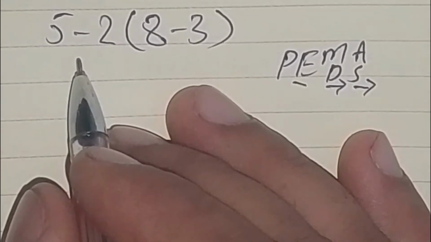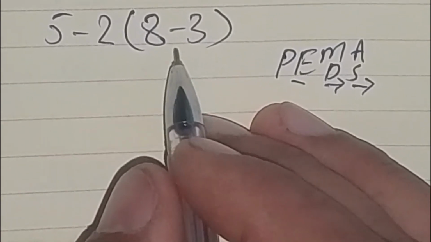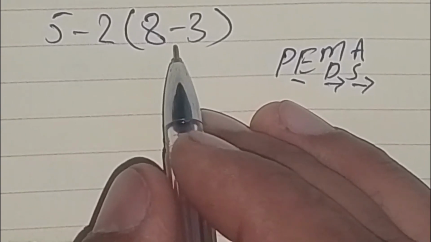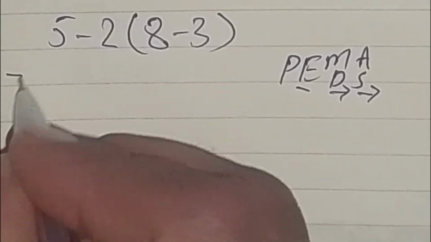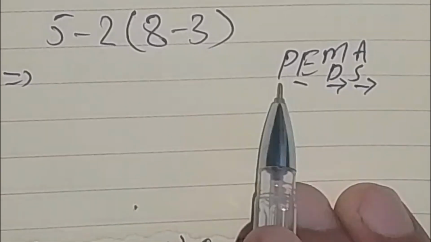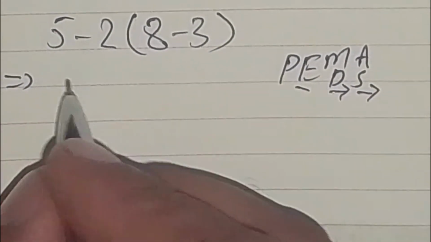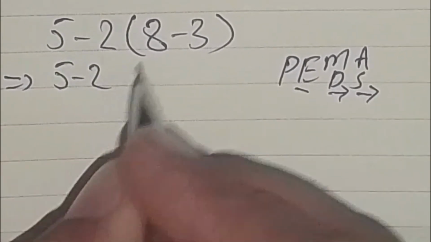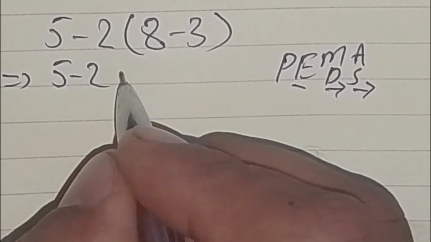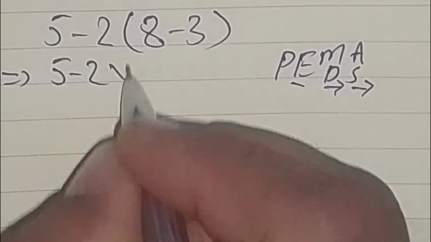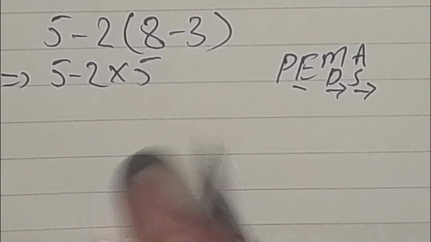Now we have one subtraction here, one multiplication here, and inside of the parentheses we have one subtraction. Now according to the rules, first we solve parentheses. Inside of the parentheses, 8 minus 3 gives us 5.